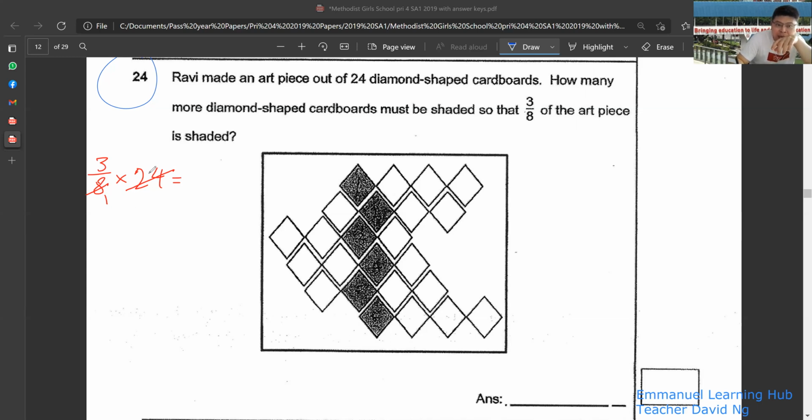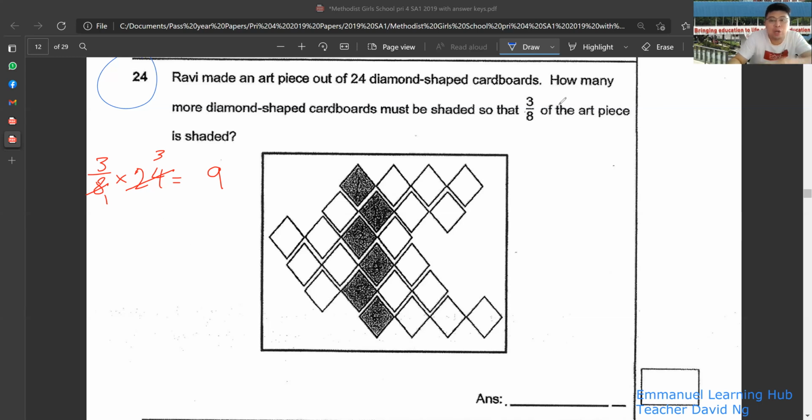So can 24 be divided by 8? Yes or no? Is 24 divisible by 8? Can, right? 3. So what's the answer here? 3 times 3 equals 9. But is 9 the final answer here? Yes or no? No, 9 is not the final answer here.